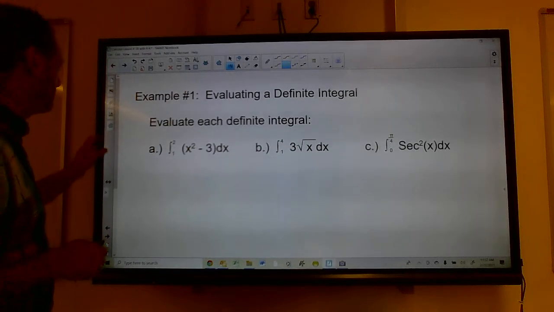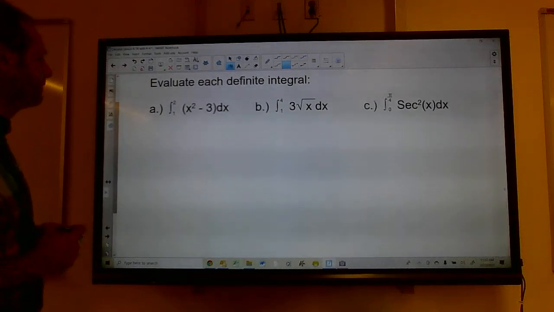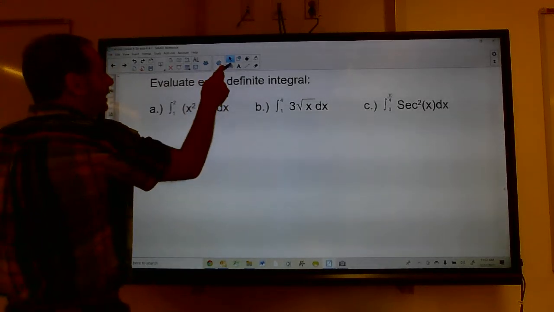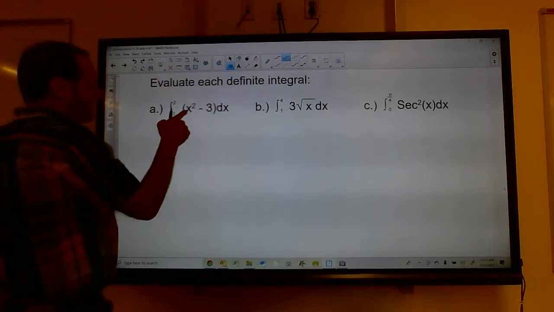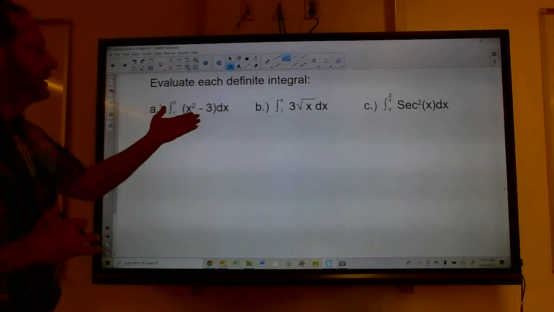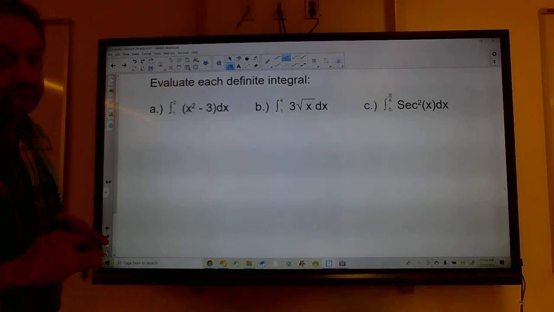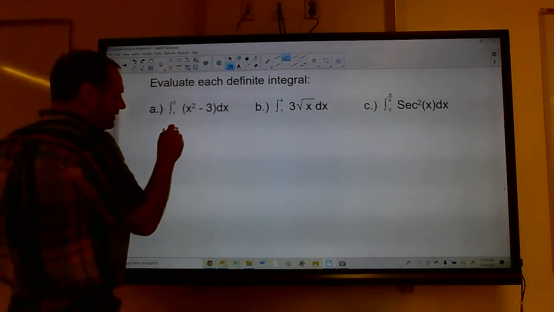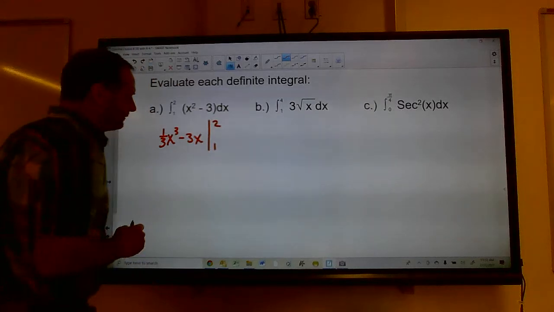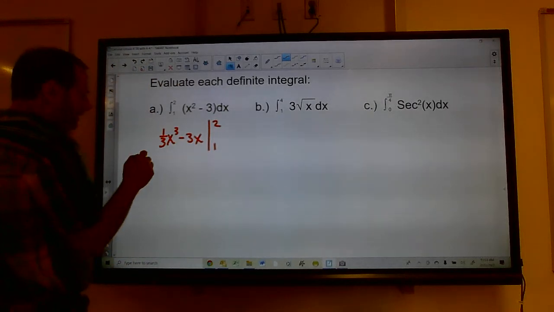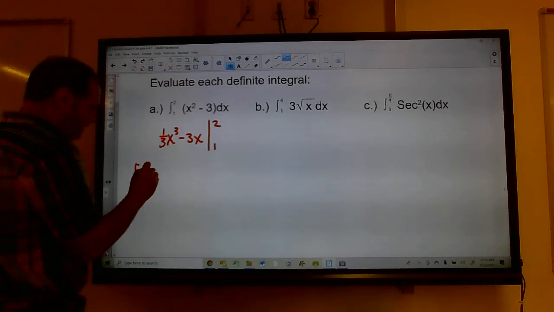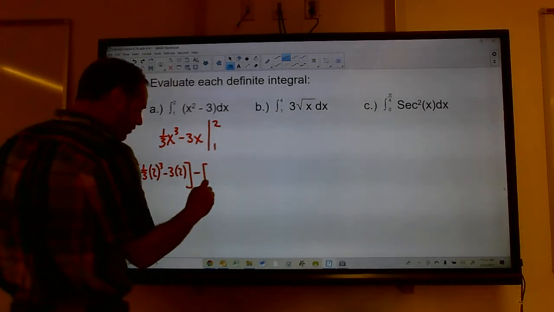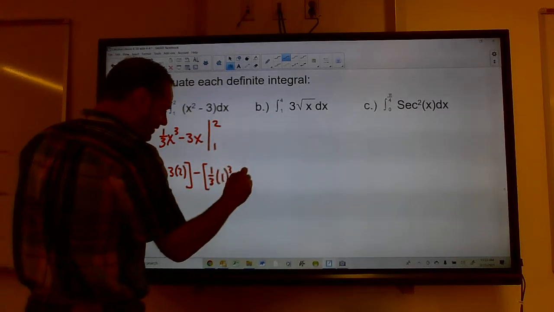Okay, let's evaluate these. So the integral from 1 to 2 of x squared minus 3. The first one here, I integrate that. You know what? Pause the video right here, integrate this, then come back and compare it to what I got. Okay, so if we integrate this, this is going to be 1/3 x cubed minus 3x evaluated from 1 to 2. So first I'm going to plug in 2. It's going to be 1/3 of 2 cubed minus 3 times 2, minus, then I'm going to plug in the 1: 1/3 of 1 cubed minus 3 times 1.